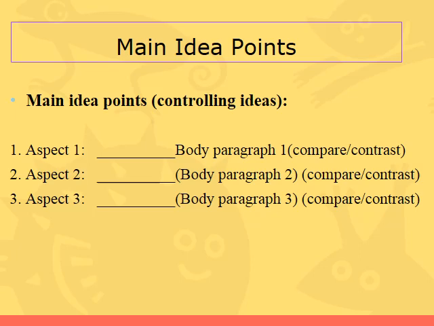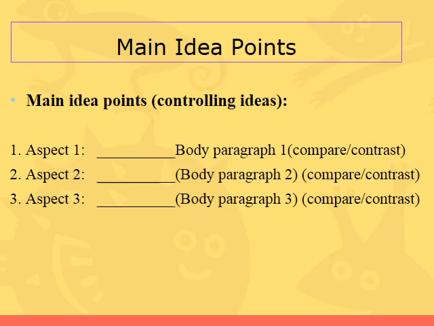These are going to be the main ideas, basically the controlling ideas of that particular paragraph. So for aspect 1, whatever we come up with as the first thing we want to focus on is going to go into our body paragraph 1, which is the paragraph after the introductory paragraph. And the reason why I put compare, contrast down is because the first thing that we're going to do is compare that aspect, and then the next thing we're going to do is contrast it. So you can do the first half of your paragraph comparing it, and then the second half contrasting that aspect.